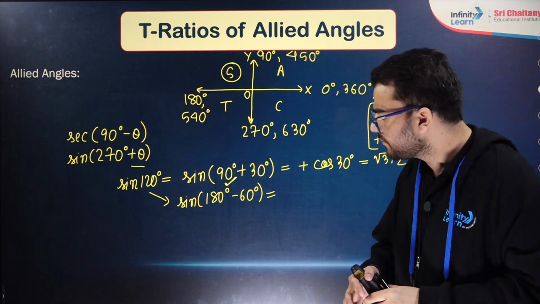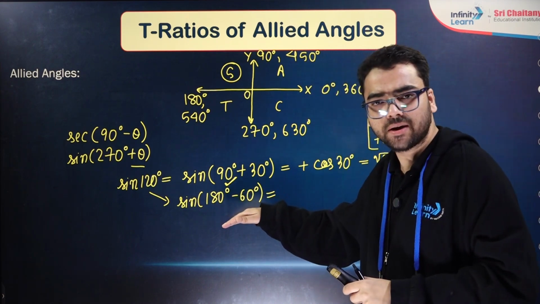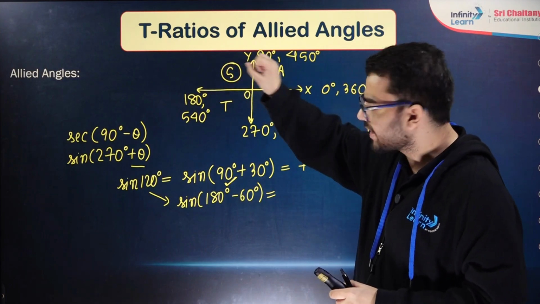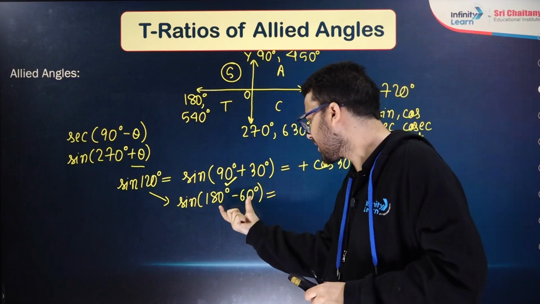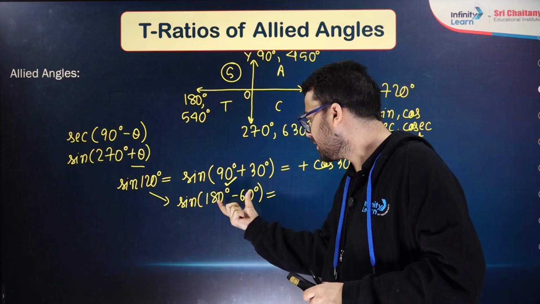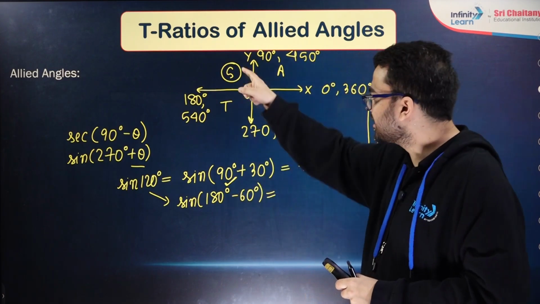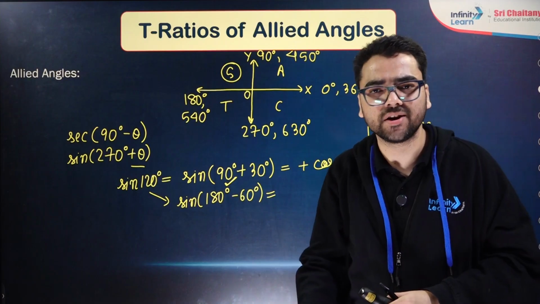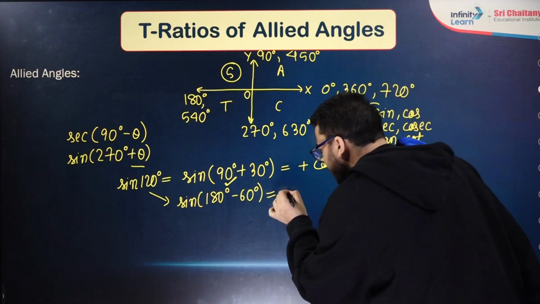Now if you see the same thing over here, like this also you can think. So 180 is this minus 60, you're in the second quadrant. This angle is in the second quadrant. So when the angle is in the second quadrant, then S for sine and its reciprocal cosec is positive and all other trigonometric ratios are negative. So the answer will be positive.